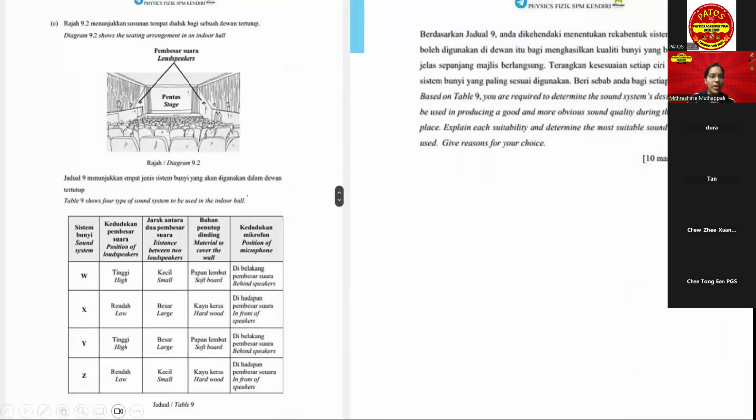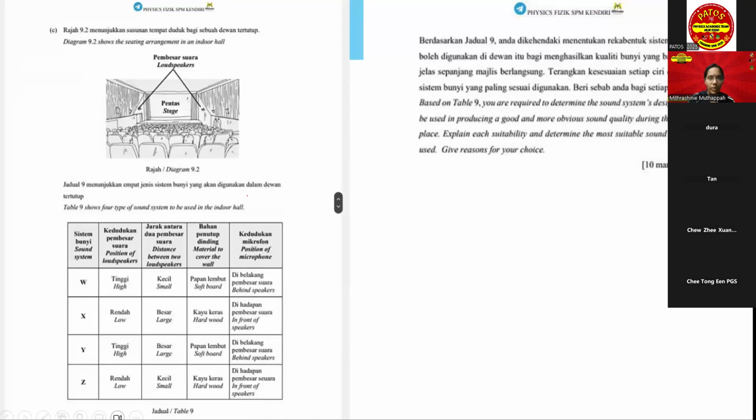Now, we are looking at this one essay question, which is a 10-mark question. First, let's read through this question. Diagram 9.2 shows the seating arrangement of an indoor hall. So you can see here we have two loudspeakers, a stage, and seats for the audience. And table 9 shows 4 types of sound system to be used in the indoor hall.